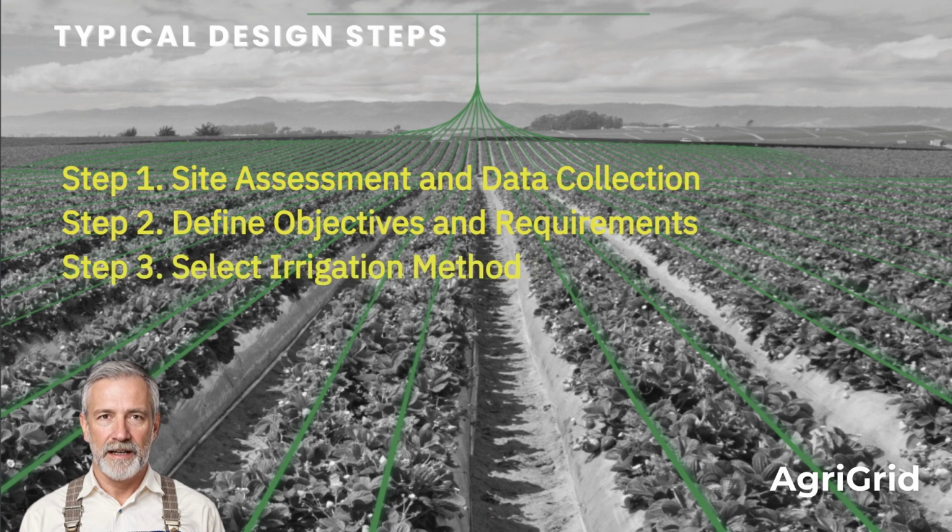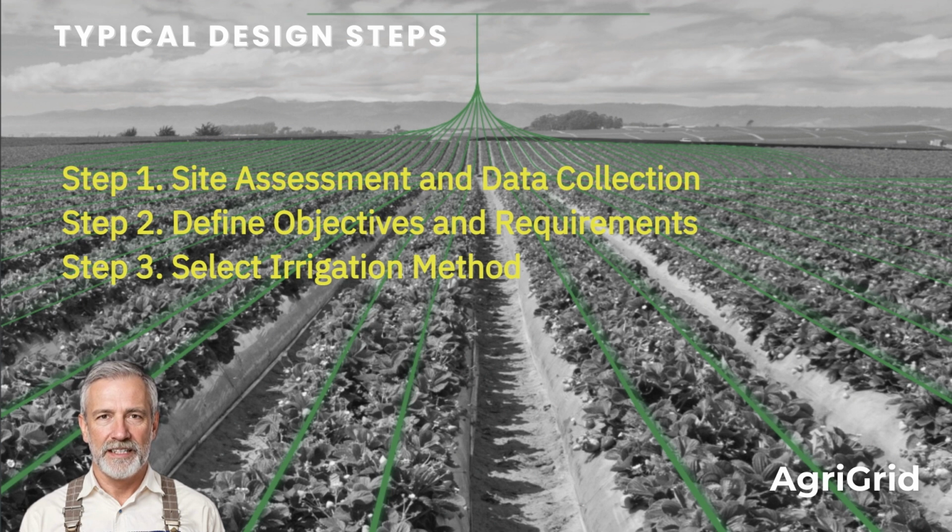Step 3. Select irrigation method. In this step, you will choose the most suitable irrigation technique for the site. Consider options like drip irrigation for precision, sprinklers for broad coverage, or surface irrigation for flat fields. Match the method to site conditions, budget, and water availability. Also factor in sustainability goals. For instance, drip systems reduce waste.